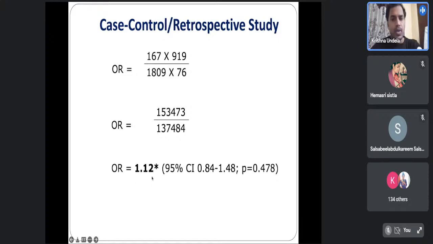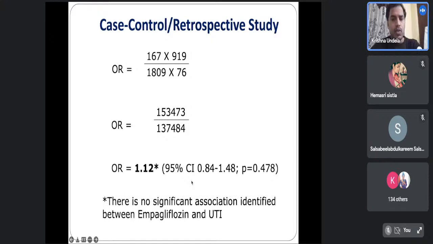So because it is not significant, I cannot give the conclusion of more risk, that is around 0.12 times more risk. I cannot give that conclusion. Whenever something is not significant, usually the conclusion is going to be like this: there is no significant association identified between the exposure and UTI.